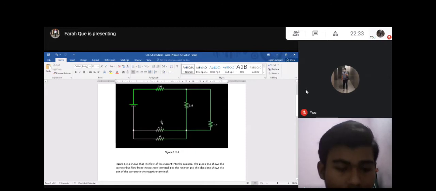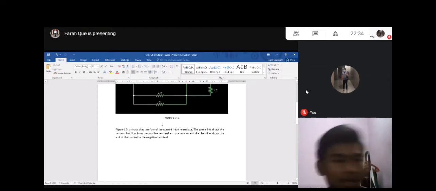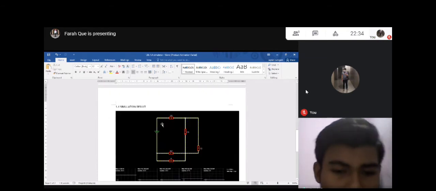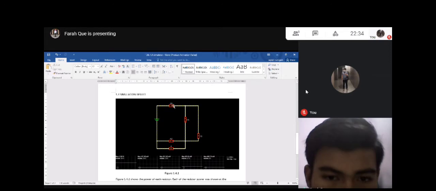This figure also shows us that the green line stands for the flow of the current from the positive terminal, and the negative line stands for the exit of the current to the negative terminal. Okay, and for the simulation result, we can get the power for each of the resistors.